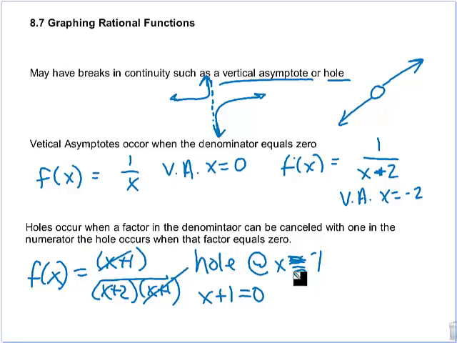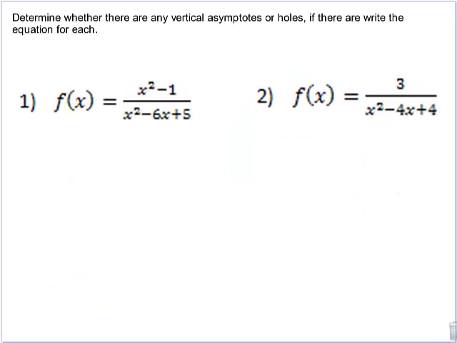Okay? So let's try some examples where that's exactly what we're doing. I'm going to give you a function. We're going to decide if we have vertical asymptotes or holes. Okay. So we're going to have to factor. So number 1, f of x is equal to x squared minus 1 over x squared minus 6x plus 5.